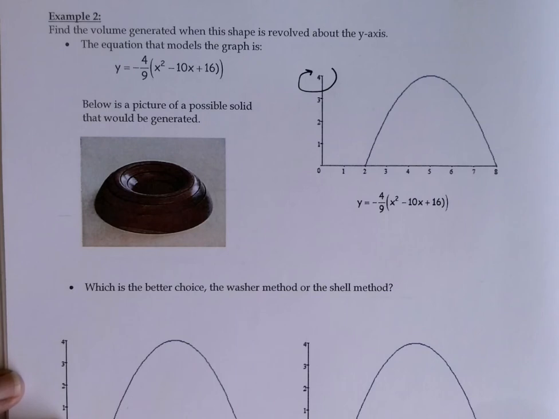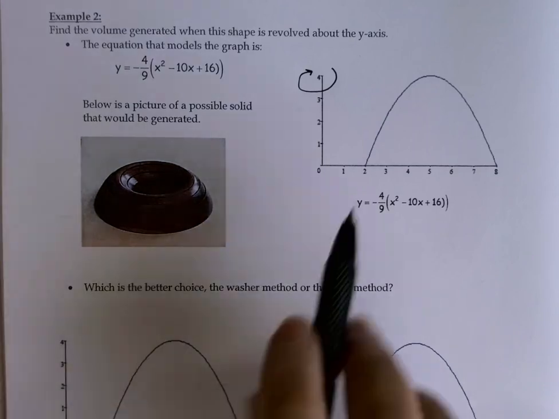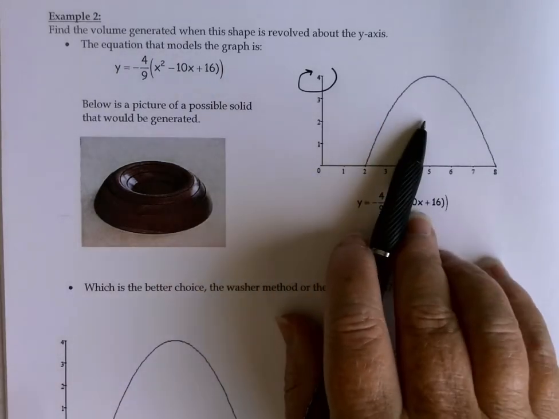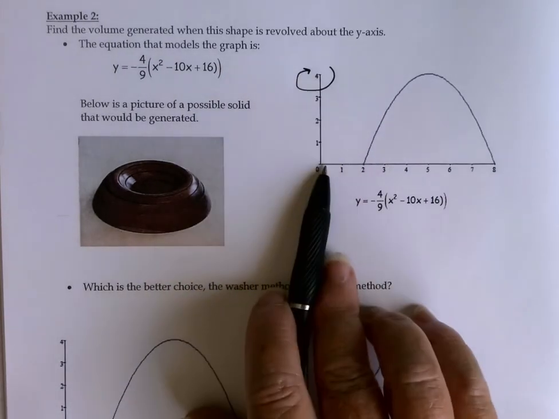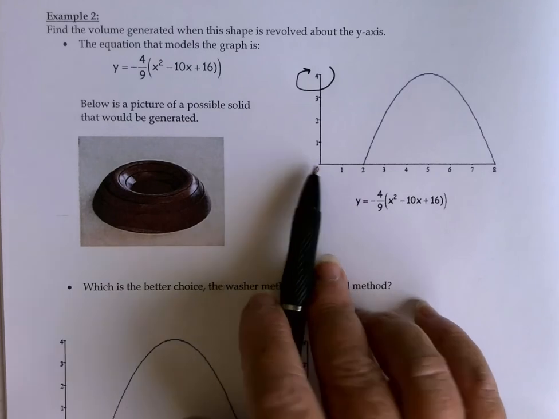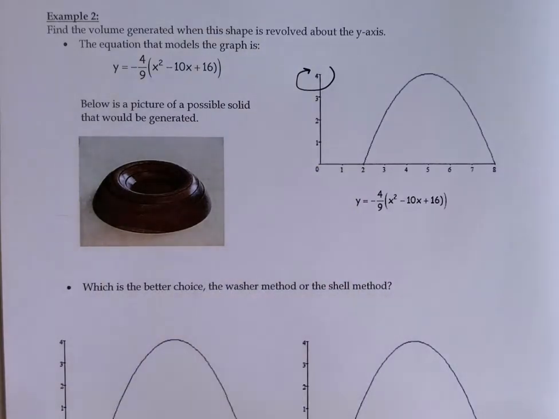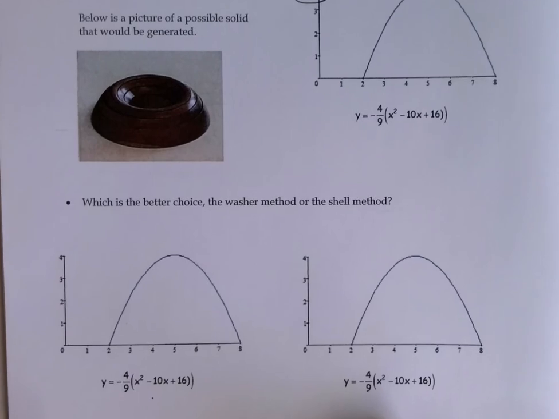All right, our question is, which is the better choice, the washer method or the shell method? I know that my region here does not sit on the axis of rotation, so I know it's not going to be disk. It'll either be washer or shell. Let's think through those two options.